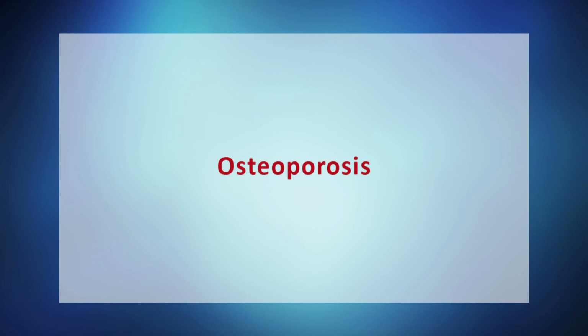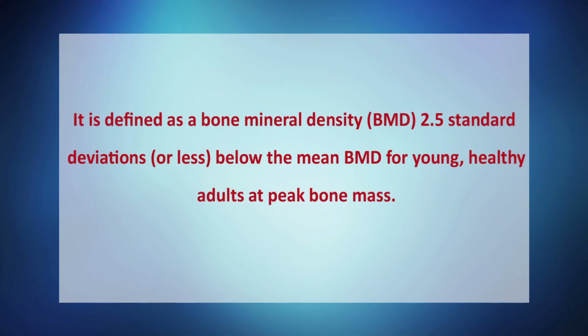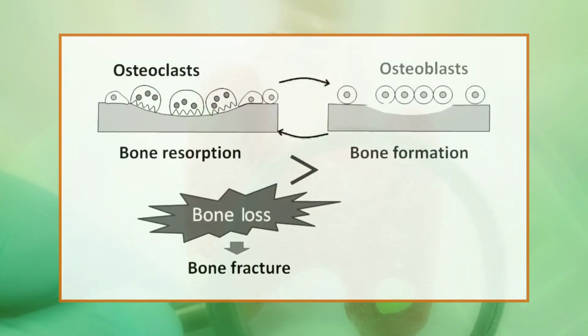Now, osteoporosis. Osteoporosis is a disease characterized by low bone mass and deterioration of bone sufficient to cause bone fragility and an increased risk of fracture. It's defined as a bone mineral density 2.5 standard deviations below the mean bone mineral density for young, healthy adults at peak bone mass. Osteopenia is defined as a standard deviation below normal bone mineral density. It's caused by increased osteoclast activity and breakdown of bone and decreased bone formation by osteoblasts.